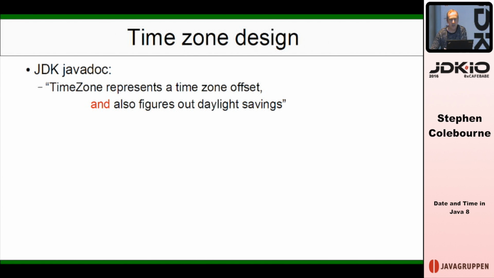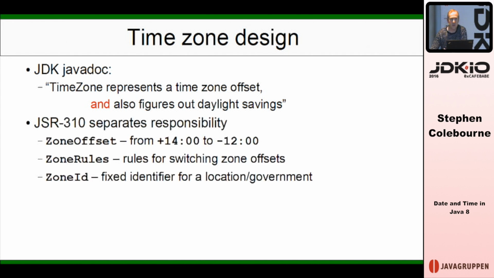The JDK class, TimeZone, represents the time zone offset and also figures out daylight savings. The word "and" in there suggests it's doing too many things. It should be split. So we separate this responsibility in JSR 310. You have a ZoneOffset, that is the number of hours, minutes, and seconds away from Greenwich. Remember that Greenwich Observatory we saw earlier? That's the 0 point. We have ZoneRules that define what the rules are for switching between the offsets. So when does it change from 1 hour ahead to 2 hours ahead? What days of the year? And the ZoneId is just the identifier that actually locates that rule.